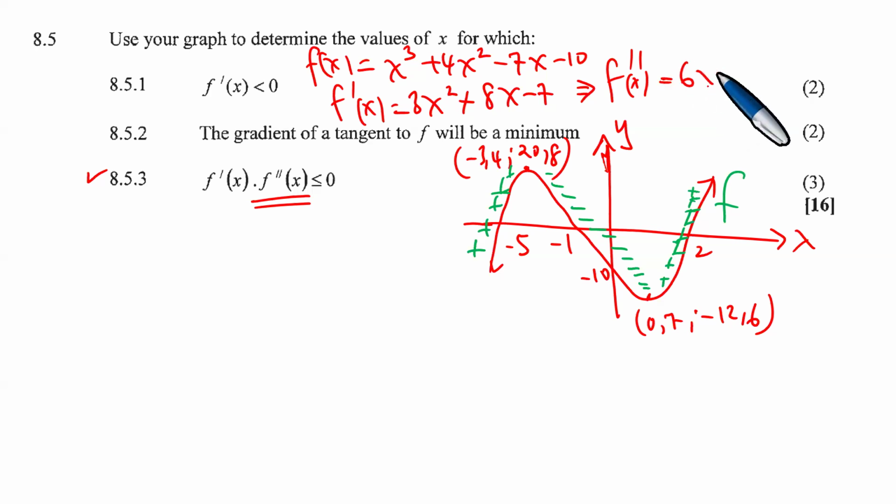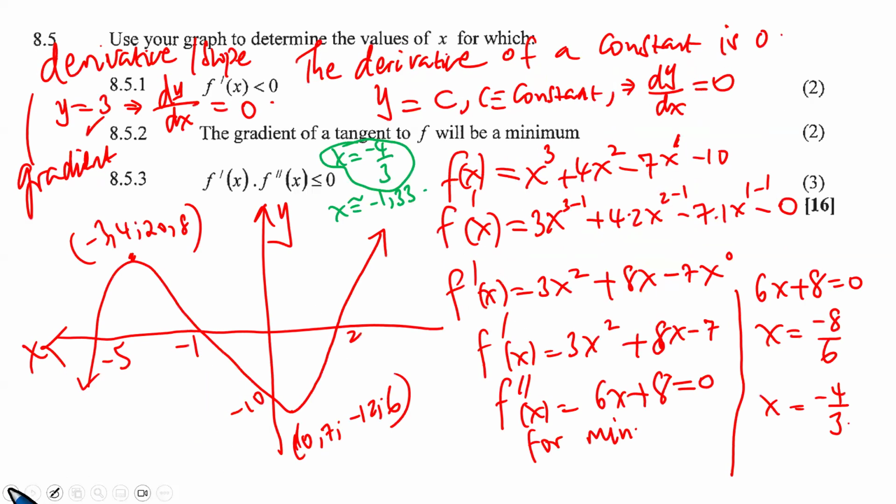So this one is going to be 6x plus 8. Now, we can sketch this graph here. We've already got this x value, so it is occurring at -1 decimal comma 3 recurring.